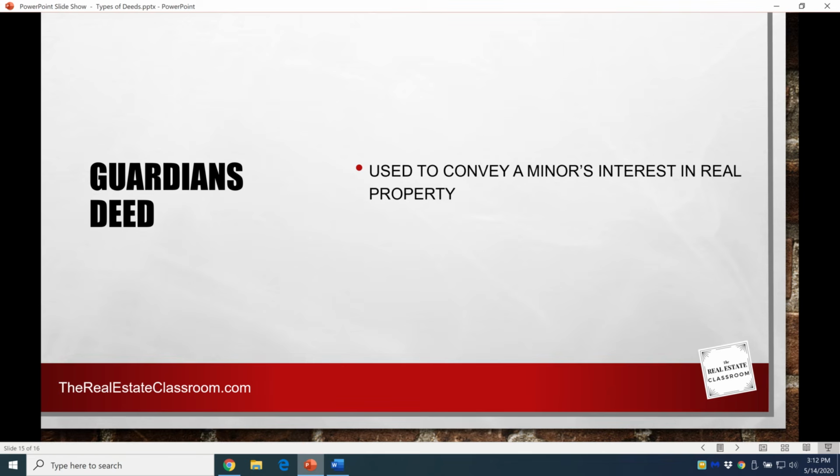Guardian's deed. If there is a minor that has an ownership interest in land, or real property, I should say, and for whatever reason that title needs to be conveyed to somebody else, a minor does not have the legal capacity to do that. If there's a legal guardian in place, then the legal guardian is going to sign on behalf of that minor, and the type of deed that's going to be used is a guardian's deed.